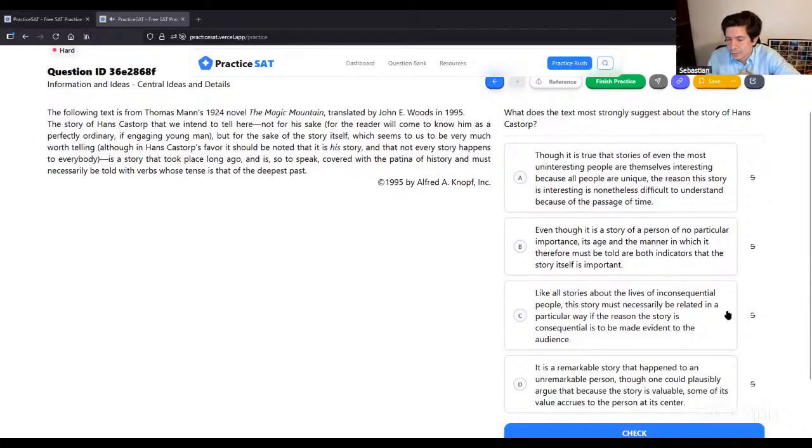Like all stories about the lives of inconsequential people, this story must necessarily be related in a particular way. The story is consequential to be made evident to the audience. I would say not that one. It is a remarkable story that happened to an unremarkable person, though one could plausibly argue that because the story is valuable, some of its value accrues to the person as its center.